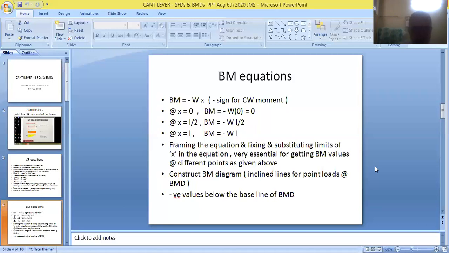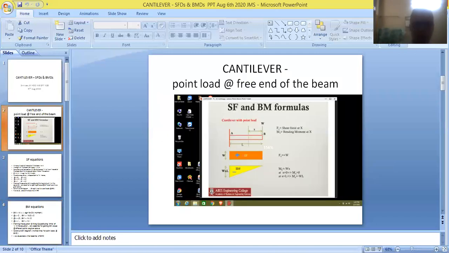Now friends, all these values are negative. This is 0 and this is negative and this is negative. So therefore, these values will be coming below the baseline of the bending moment diagram. And in this topic, we are talking about point loads acting on the beam. So in the case of point loads, inclined lines are used for preparing the bending moment diagram. So these values again are shown in this figure.